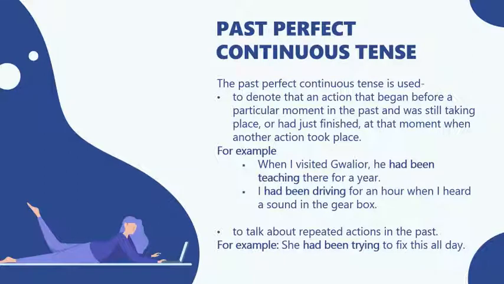Second example, I had been driving for an hour when I heard a sound in the gear box. Next point where we use past perfect continuous tense is to talk about repeated actions in the past. For example, she had been trying to fix this all day.